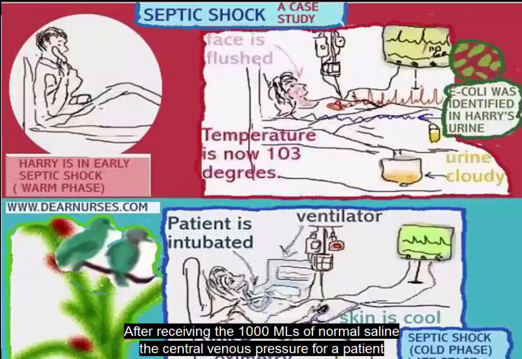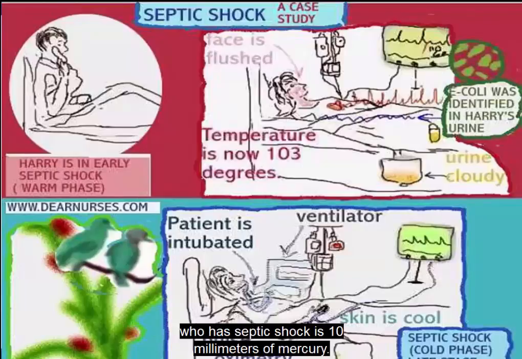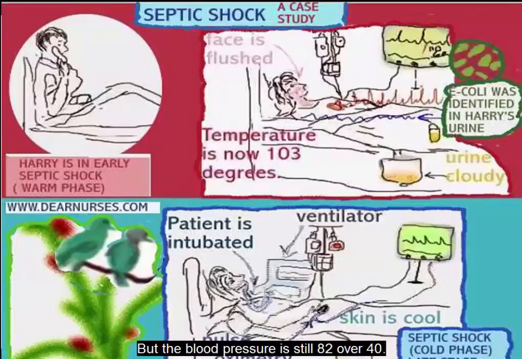After receiving the 1,000 mL of normal saline, the central venous pressure for a patient who has septic shock is 10 millimeters of mercury, but the blood pressure is still 82/40.